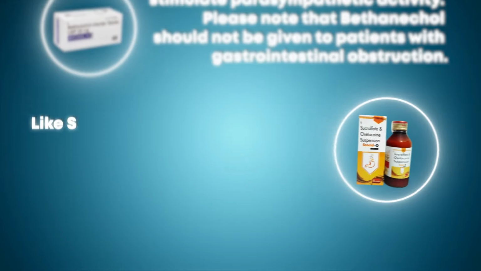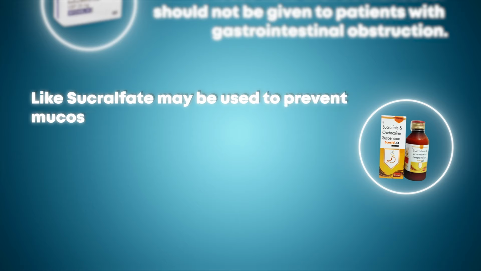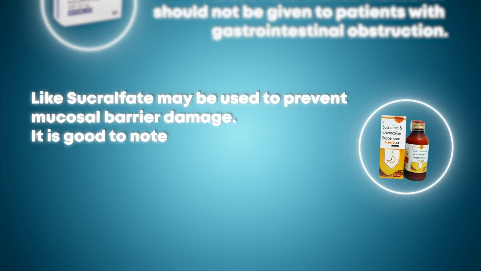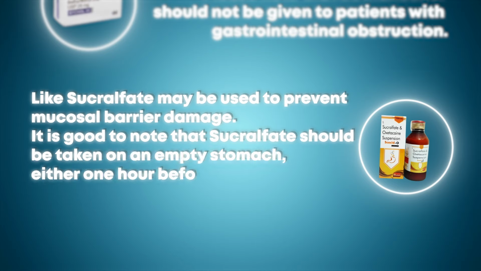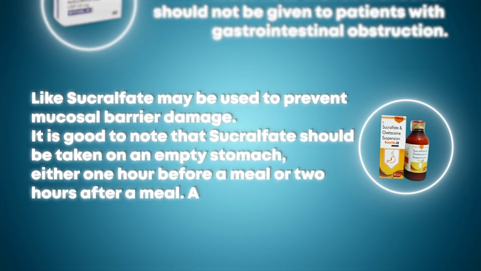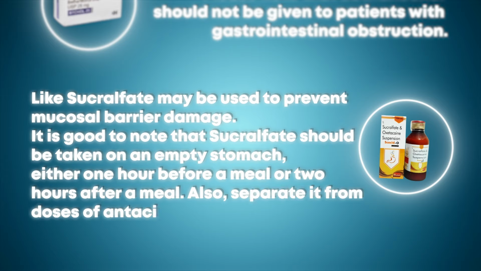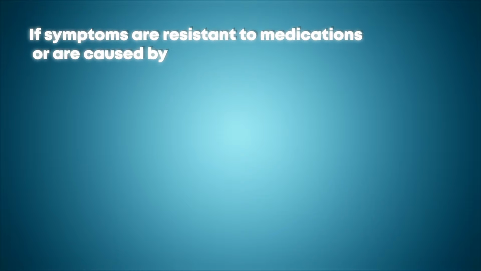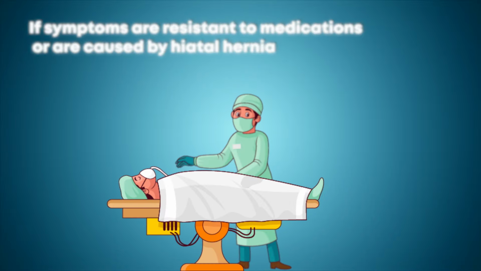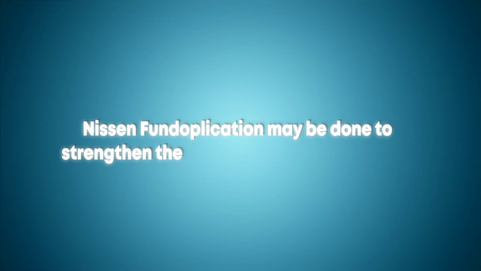Surface agents, like sucralfate, may be used to prevent mucosal barrier damage. It is good to note that sucralfate should be taken on an empty stomach, either 1 hour before a meal or 2 hours after a meal. Also, separate it from doses of antacid by 30 minutes. If symptoms are resistant to medications or are caused by hiatal hernia, anti-reflux surgery such as open or laparoscopic Nissen fundoplication may be done to strengthen the lower esophageal sphincter.